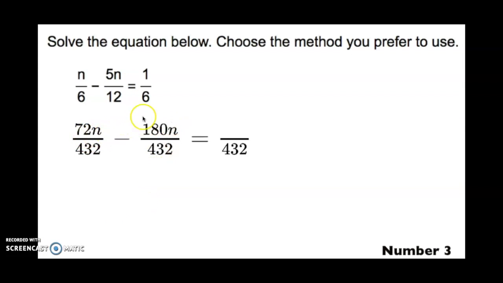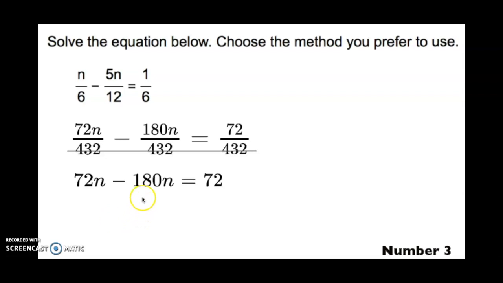Don't forget to have the n's here for both of them. Now I divide 432 by 6. Remember that's 72. Multiply top and bottom by 72. I'll have 72 over 432 on this side of the equal sign. Now, like the last problem, we have just fractions, all the same denominator. I can cross out the bottoms, and that'll leave me with 72n minus 180n equals 72.